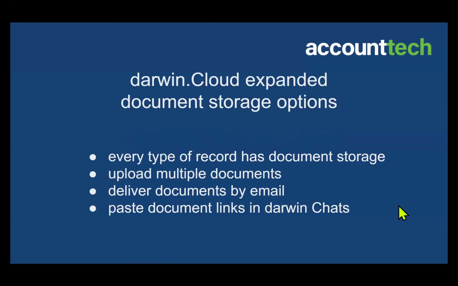So the main thing about darwin.Cloud is now essentially every type of record in Darwin has document storage. It used to be we only had document storage for properties, and that document storage wasn't even located in Darwin. It was located in the old website many of you have used who've been with us for a decade or two, called Transaction Plan. Now it's all coordinated in Darwin, but it's not just properties now that have document storage. Almost everything has document storage, and we'll be looking at that.